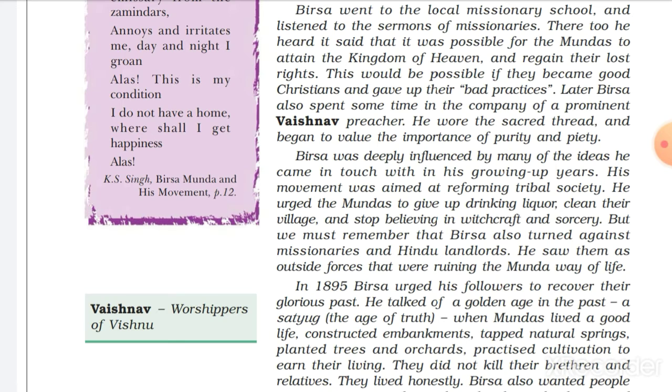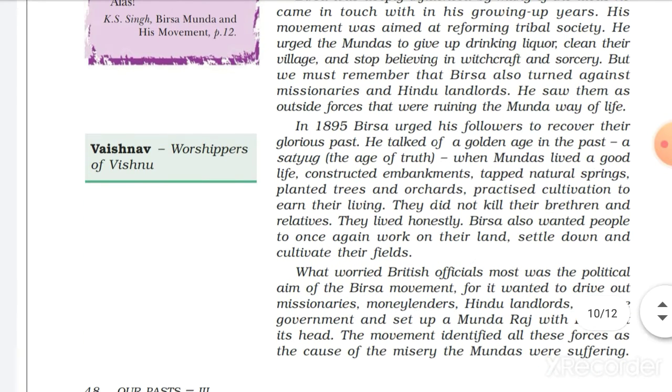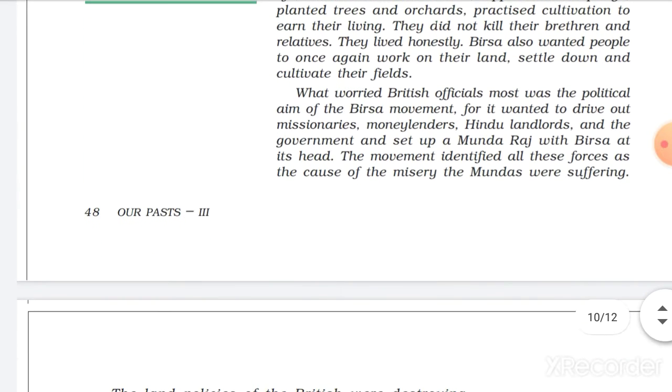But what he wanted them to avoid was drinking liquor. First thing, drinking liquor. Second, cleaning their villages. And third thing, stop believing in witchcraft or sorcery. So what is sorcery? Sorcery is jadoo, tona, these kinds of things. So witchcraft and sorcery, he wanted them to stop this. Okay, so that was about to end, and now this was in this paragraph.